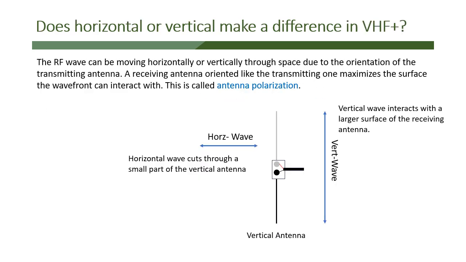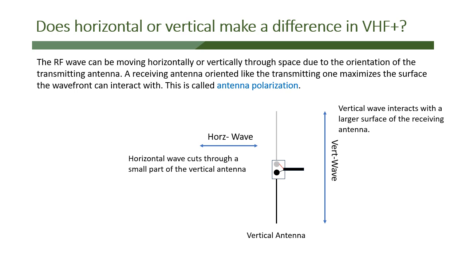So we have horizontal and vertical dipoles, and does it make a difference for VHF and above? Well, the RF wave can be moving horizontally or vertically through space due to the orientation of the transmitting antenna. A receiving antenna oriented like the transmitting one maximizes the surface wave front that it can interact with. And this is called antenna polarization.